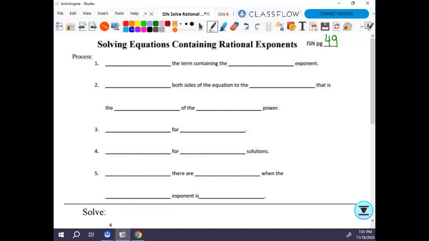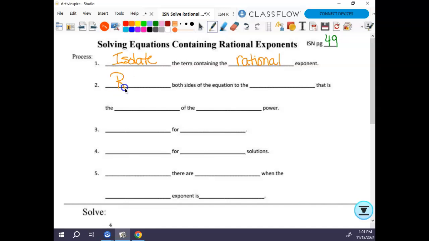So in order to solve equations with rational exponents, the first thing we're going to do is isolate, which means get it all by itself. Isolate the term containing the rational exponent. That has to be all by itself. Once we have that done, we're going to raise both sides to a power.